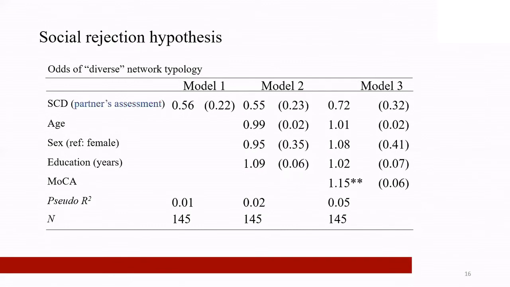Moving to the social rejection hypothesis, we take the same approach, but now we use this subjective cognitive decline measure from the partner's point of view, them assessing their study participant. Although the odds ratios are lower in the anticipated direction, they still failed to reach statistical significance. Once again, however, the MOCA is significantly linked to odds of having a diverse network.